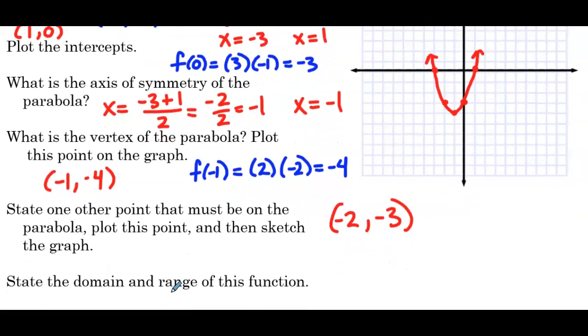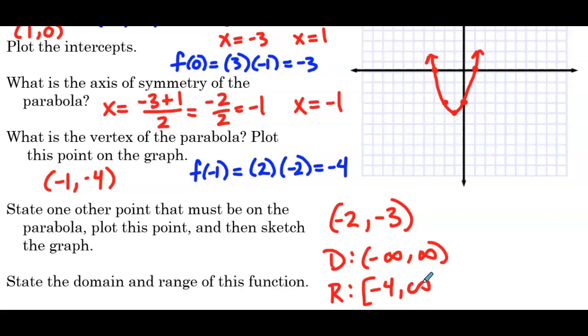And then the last question, state the domain and range of this function. So the domain, that's all reals. If we graph, we can graph any x value that we can plug in. And the range, well, the vertex is a minimum. So the range is going to be from negative 4, could be equal to, all the way to positive infinity. And I chose to write the domain and range in interval notation, nice and condensed.